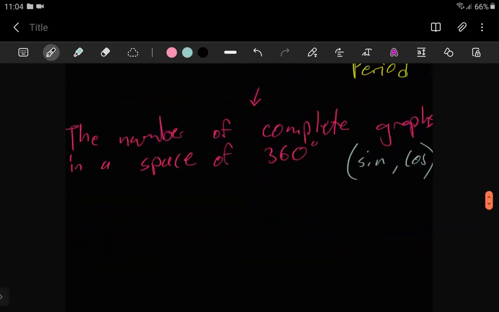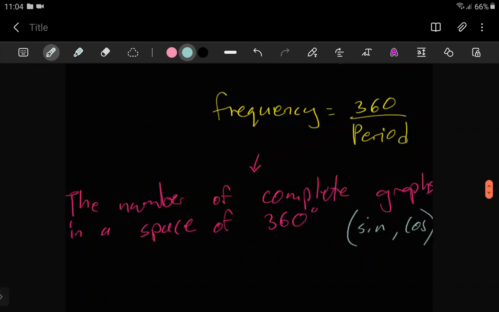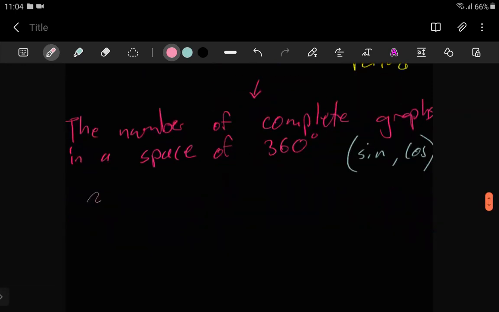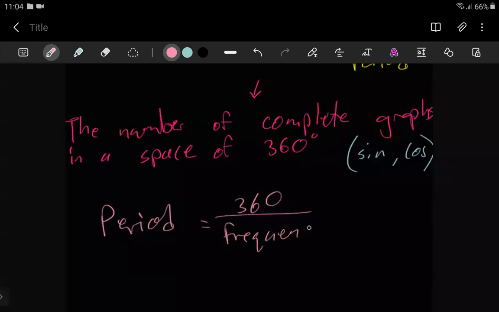Now the period also has this same formula, but the frequency will just be swapped around. If you want to work out the period instead, you just write a formula like this. Period is equal to 360 divided by the frequency. That's what you need to keep in mind. If you need to work out the period, you just take the 360, you divide it by the frequency.